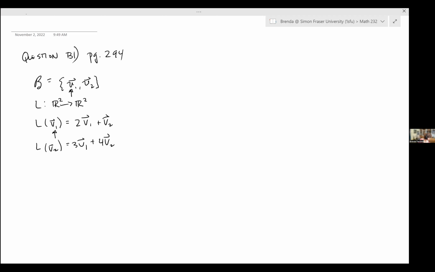The question asks us to determine the matrix of the linear transformation in the basis B, and that's part one. Then we use that to compute the linear transformation of minus V1 plus 3V2, and we want that in the basis B.